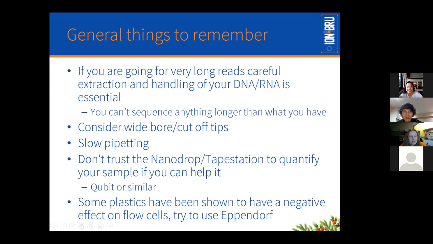And also some plastics have been shown to have a negative effect on the flow cell. This was a couple of years ago at a conference. I heard that someone had used some tubes that they had lying around that weren't Eppendorfs, and it just completely killed the flow cell. And then they did an experiment where they had an Eppendorf and one of these other tubes, and it was the tube that was doing it. So this was big news a couple of years ago, but it's worth noting now. I don't know if Nanopore have addressed this since then, but if you can, try and use an Eppendorf, particularly during and after the final cleanup in the library prep.